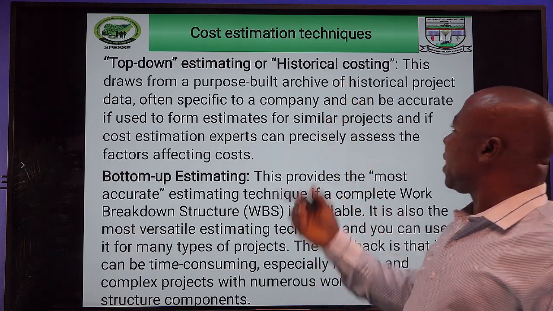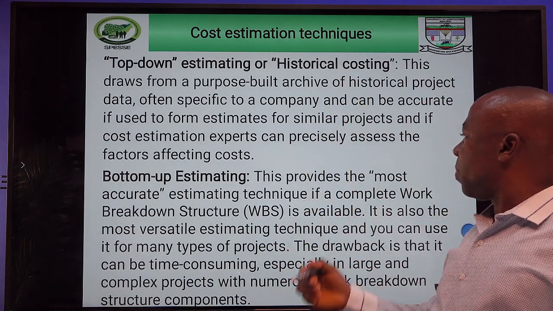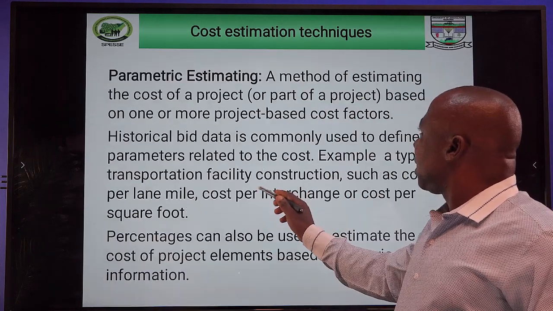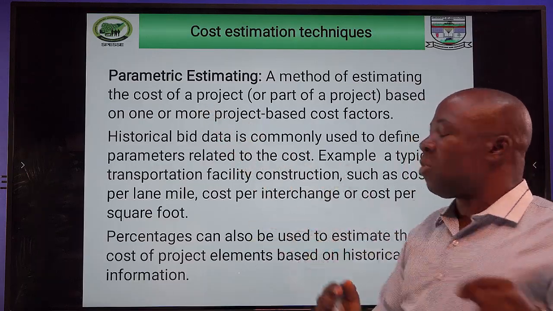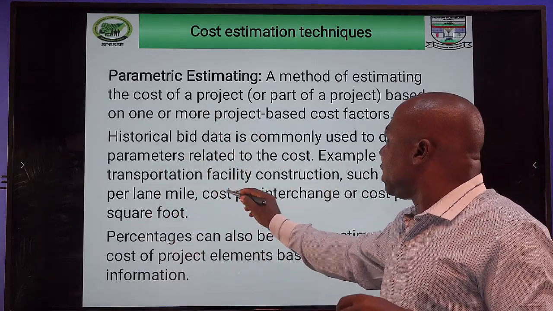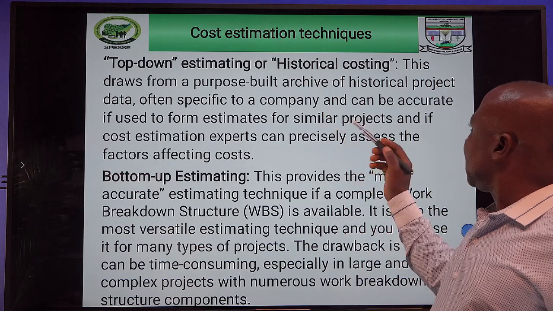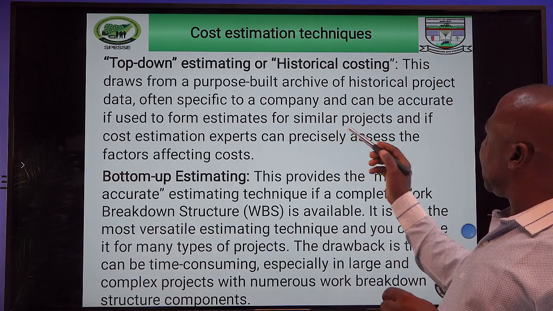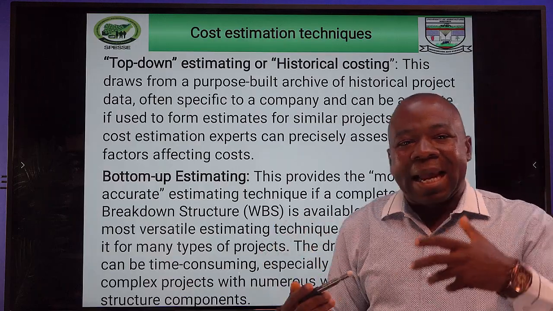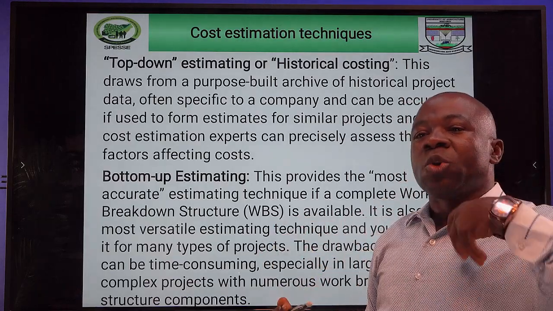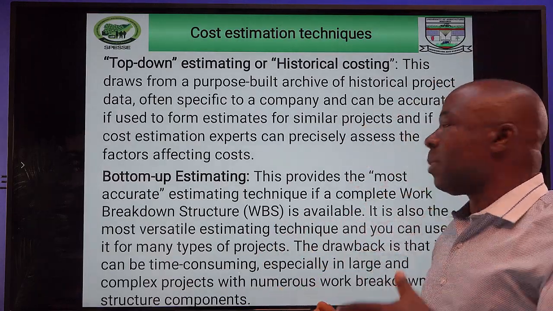We have the top-down estimation techniques, we have a bottom-up estimation technique, as well as the parametric estimating techniques. These parametric estimating techniques deal more with historical data, while the top-down estimating technique is the one that is built from archives. Already information you had kept in your archives, you use them to be able to build that.